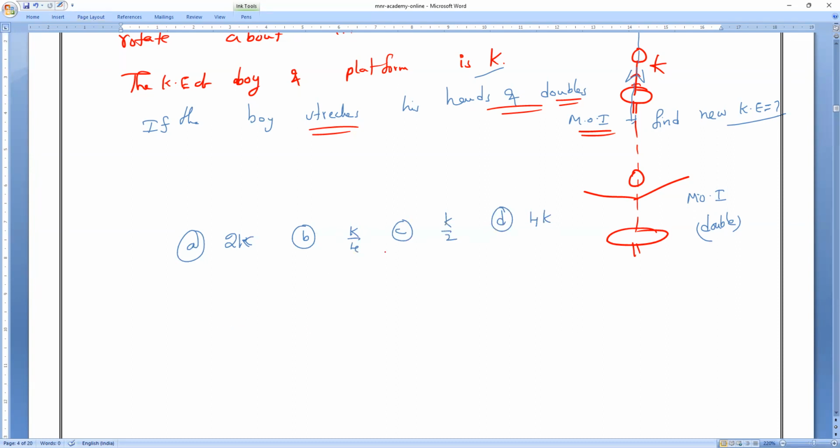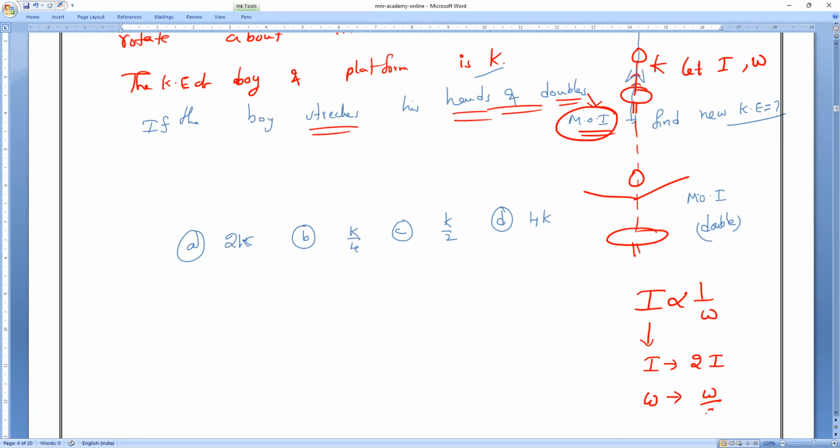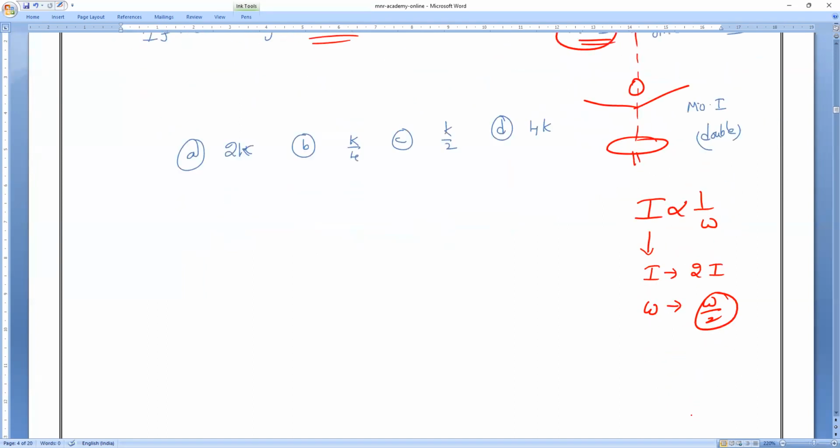We all know that in the first case, I will assume the initial moment of inertia is I and the angular velocity is omega. Now in the second case, if he stretches his hands, the moment of inertia becomes double. What is the relation between I and omega, the angular velocity? Inversely proportional to each other. In 10th class physics, I have taught you many things. Now if I becomes double, then what does omega become?